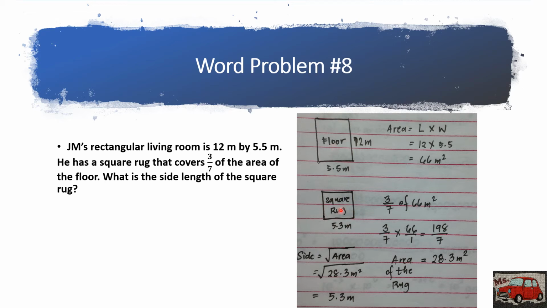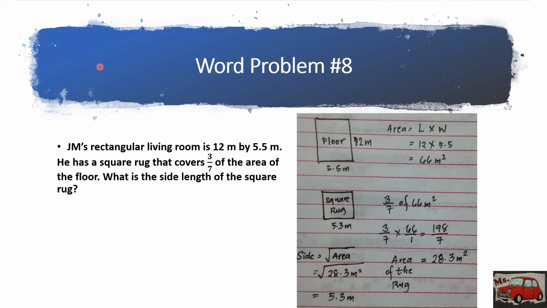Alright? But hindi naman area yung hinahanap natin. Yung hinahanap natin is yung side. Alright? So, again, to get the side of the area, you just need to get the square root of the area. So, the square root of 28.3 meter squared is 5.3 meter. So, ibig sabihin, yan yung side length ng square rug ni JM.